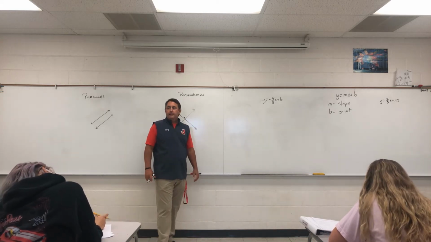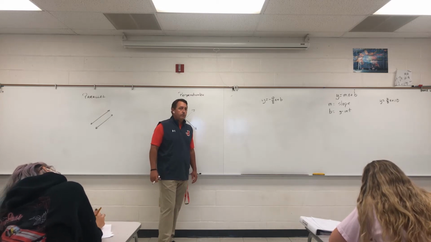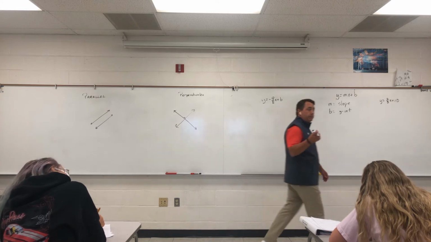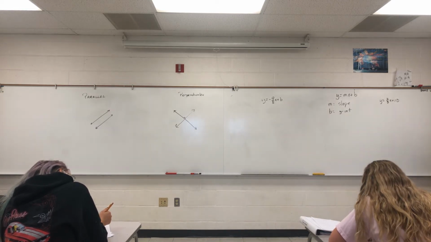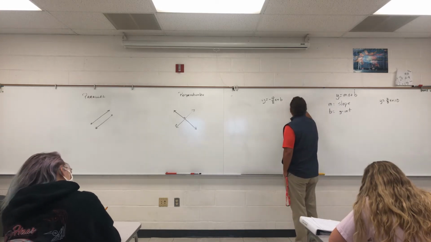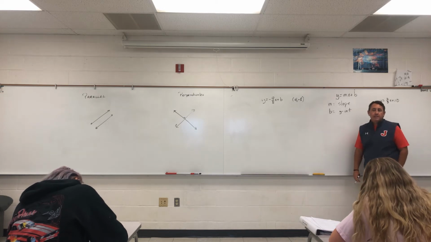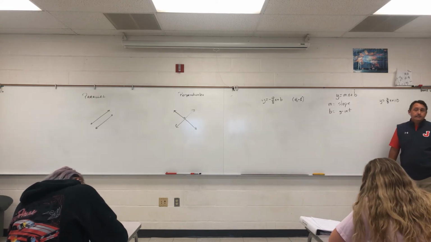So that part didn't take any thinking. You just needed to know what the slope was, plug it in. To get the other part, we're going to take that point, (4, -8). Does anybody remember what you do with that point to find the b? Yep, you plug it in.